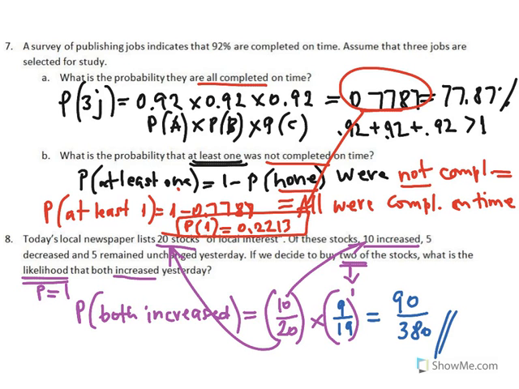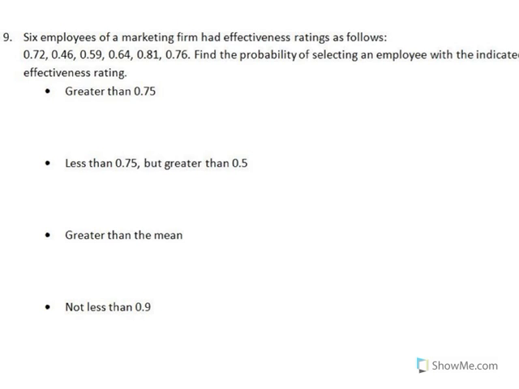Okay, let's move on to question number 9. This is a little bit easy. Okay, let's say that 6 employees of a marketing firm had effectiveness ratings as follows: 0.72, 0.46, 0.59, 0.64, 0.81, and 0.76. Find the probability of selecting an employee with the indicated effectiveness rating as follows. 1 is greater than 0.75. How many of these ratings are there?